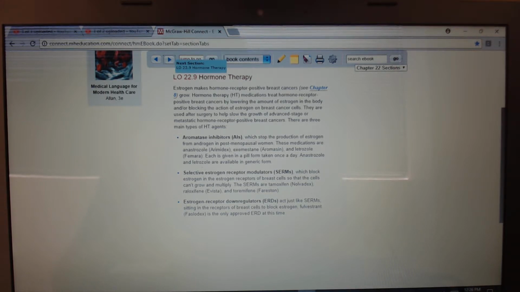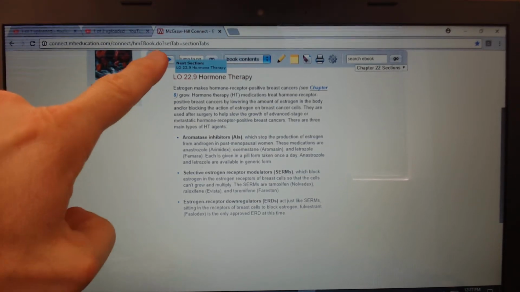Selective estrogen receptor modulators, which block estrogen in the estrogen receptors of breast cells so that the cells can't grow or multiply. SERMs are tamoxifen, Nolvadex, raloxifene, Evista, and toremifene, which is Fareston. And then estrogen receptor downregulators, ERDs, act just like SERMs, sitting in the receptors of breast cells to block estrogen. Fulvestrant, which is Faslodex, is the only approved ERD at this time.